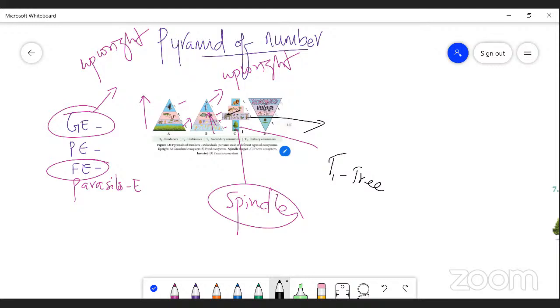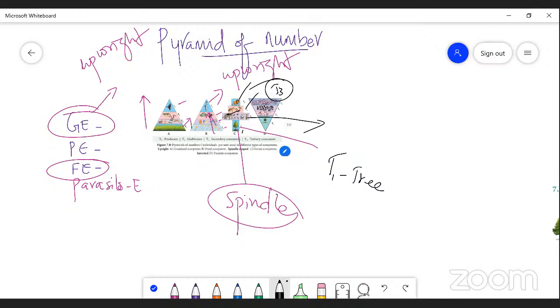Now this is T1, only one kind of organism, the tree, and there are many consumers visiting such a tree. From T2, the number of organisms lessens, since these consumers are fed on in the forest by other organisms such as the fox and snake. They are called T3. And finally the top carnivore, the lion. The lion is the king of the forest, so there is only one organism. So T4 compared with T1, the number is very few.